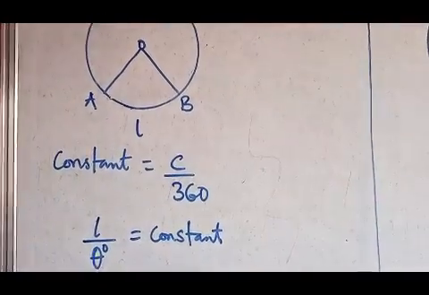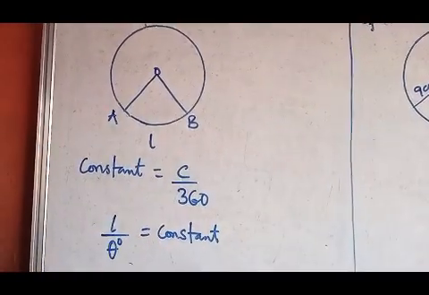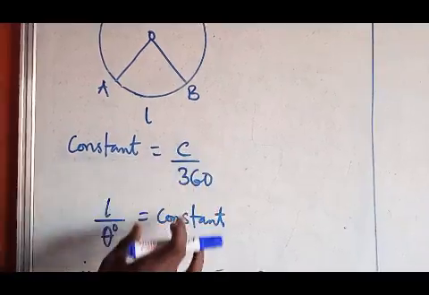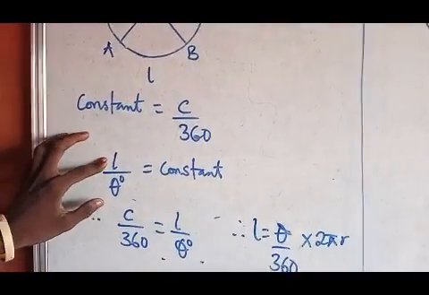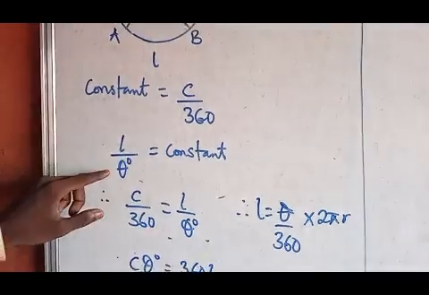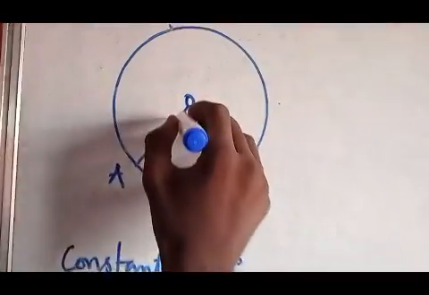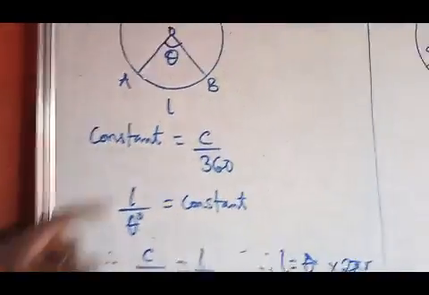The constant formula we know for every circle is theta over 360, because the sum of angles in a circle is 360. So the constant is L over C, which equals theta over 360. Then we can also say our length L over theta, which is our angle. Our angle theta is here. So we have L over theta.